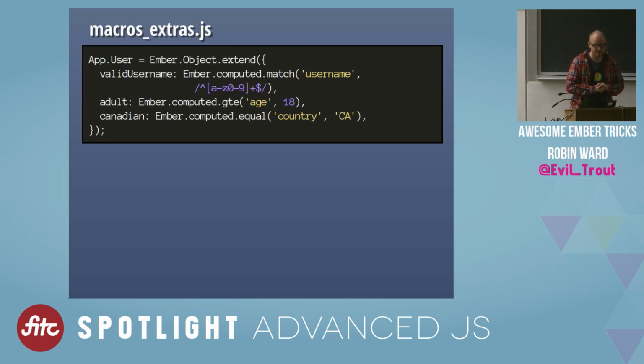So here's what I meant by a computed property helper. You don't have to always use that syntax where you create the function and then extend the function prototype. You could use these little helpers. Here's one called match. Here's my property, valid username, and I'm using this computed property macro. I say match username, and it's a regular expression for the format. Here's another example. An adult is a user whose age is greater than or equal to 18. Canadian, similarly, is one that's equal to the country of Canada.